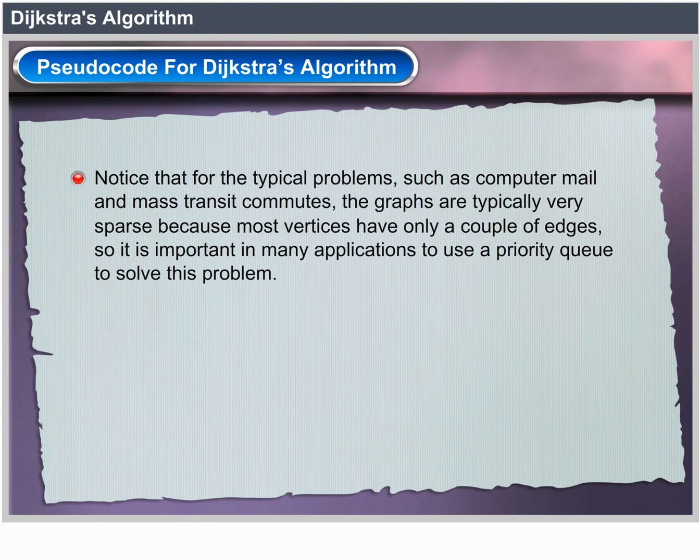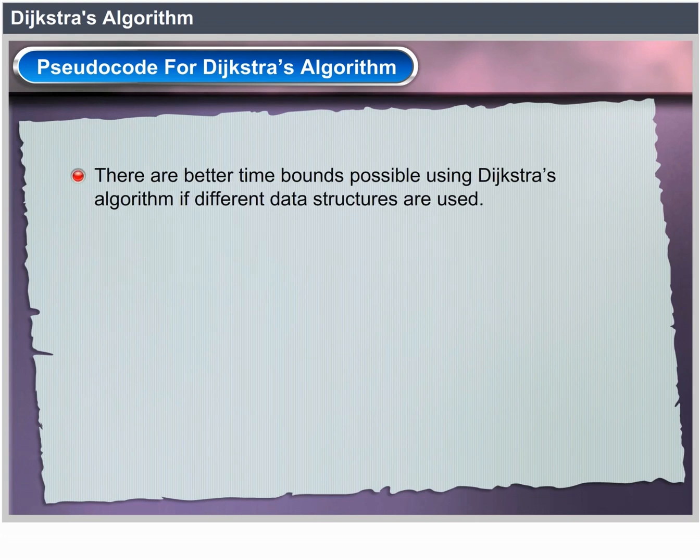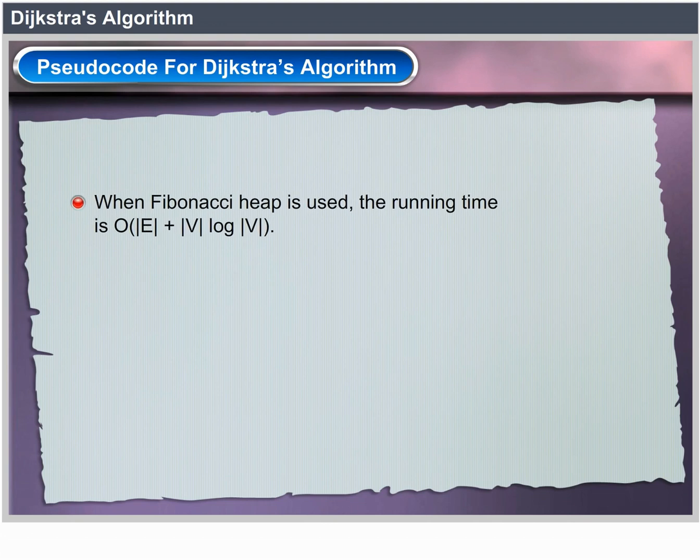Notice that for typical problems such as computer mail and mass transit commutes, the graphs are typically very sparse because most vertices have only a couple of edges. So it's important in many applications to use a priority queue to solve this problem. There are better time bounds possible using Dijkstra's algorithm if different data structures are used. When Fibonacci heaps are used, the running time is O(|E| + |V| log |V|).